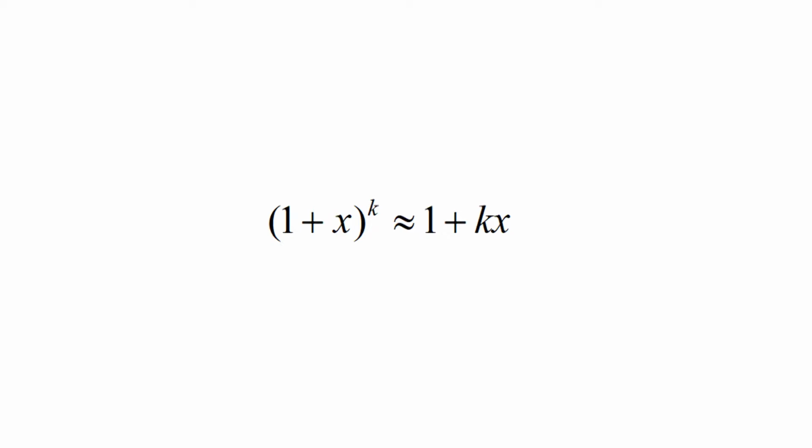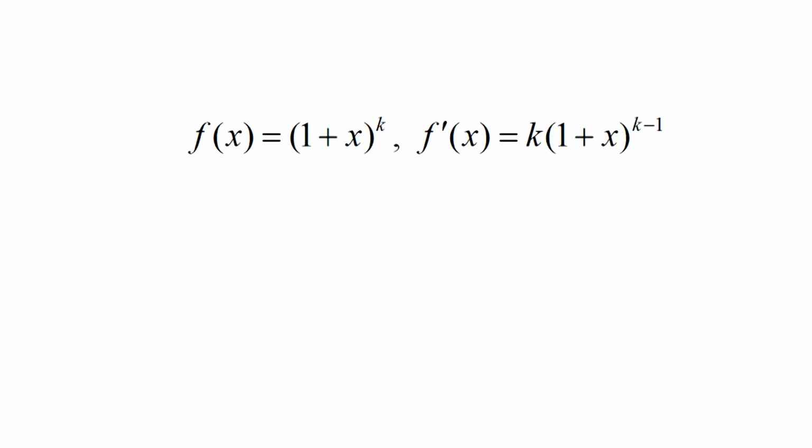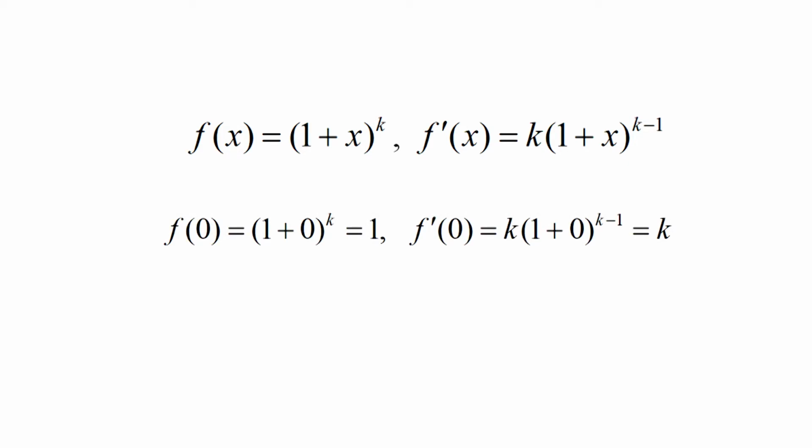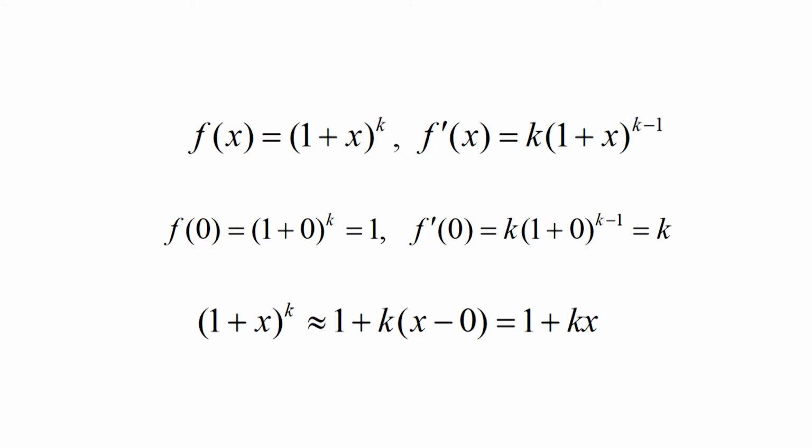This is a useful and important linear approximation for roots and powers, provided x is very near to 0. With f of x equal to (1 plus x) to the power k, f prime of x is equal to k times (1 plus x) to the power k minus 1, and x naught is equal to 0. We have f of 0 is equal to (1 plus 0) to the power k, which is equal to 1. f prime of 0 is equal to k times (1 plus 0) to the power k minus 1, which is equal to k, and the linear approximation is (1 plus x) to the power k is approximately equal to 1 plus k times (x minus 0), which is equal to 1 plus kx, as desired.